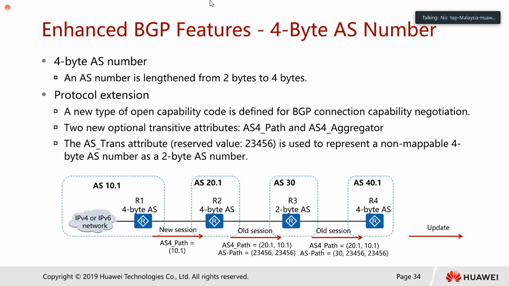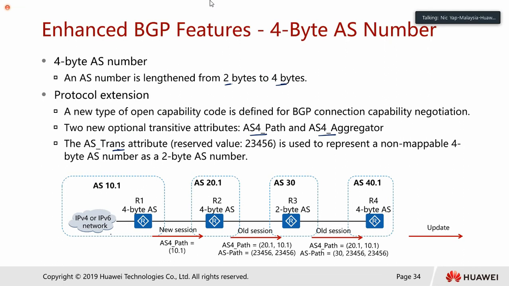And the next one is on the 4-byte AS numbers. Last time they only had 2 bytes, and now they have increased to 4 bytes. By using 4 bytes, we need to use extension attributes. In total, they added these attributes: AS4_PATH, AS4_AGGREGATOR, as well as the AS_TRANS attribute. These are the 3 different attributes they added to communicate between the ASs.